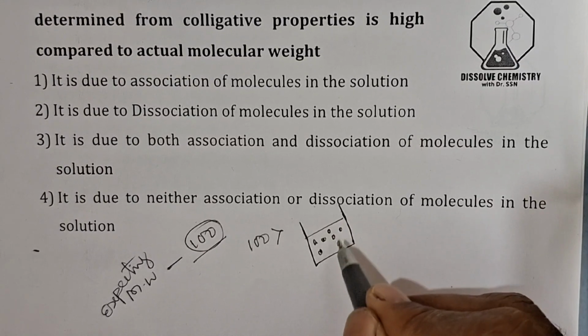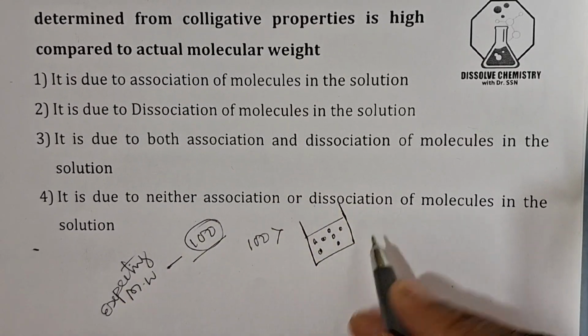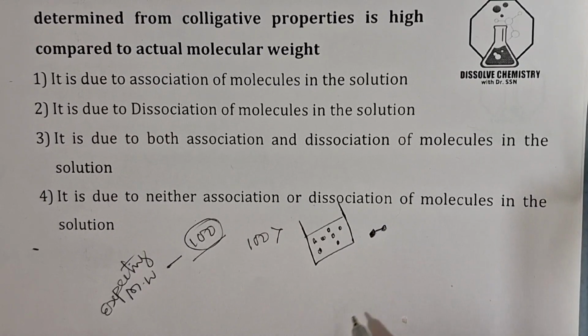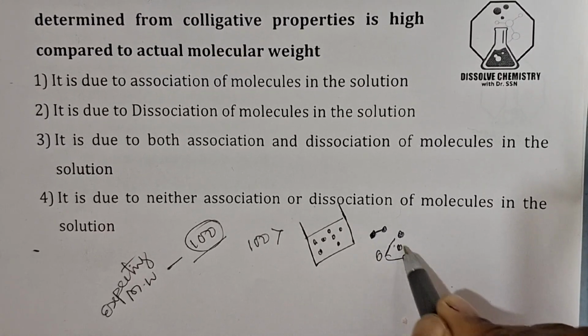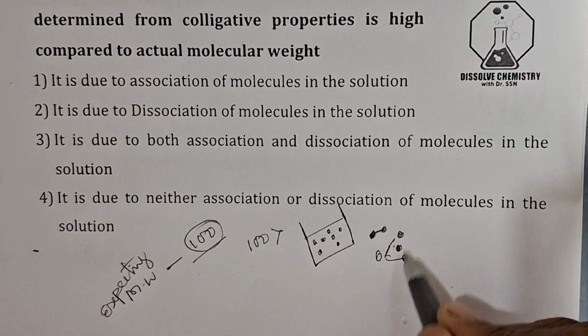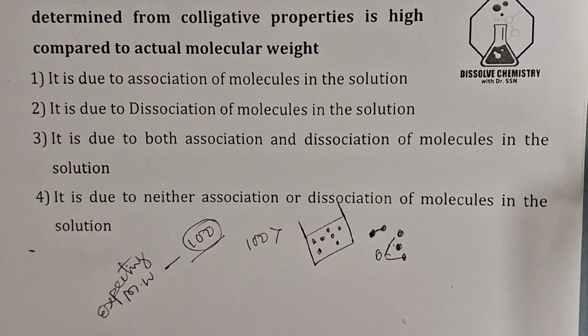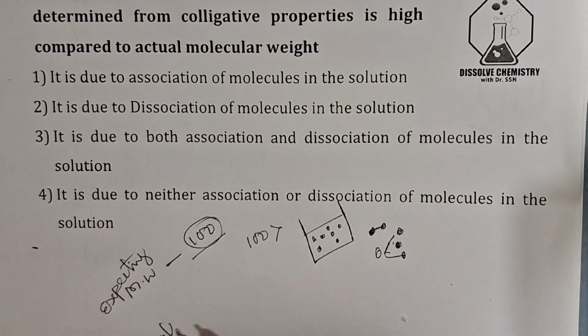Whatever molecular weight we get from a colligative property will be the same as the expected molecular weight. But when two molecules associate with each other, or when one molecule dissociates to give two or three molecules, the number increases. We already know that colligative properties depend upon the number of solute molecules or ions, the components, but not upon the nature of the compound.